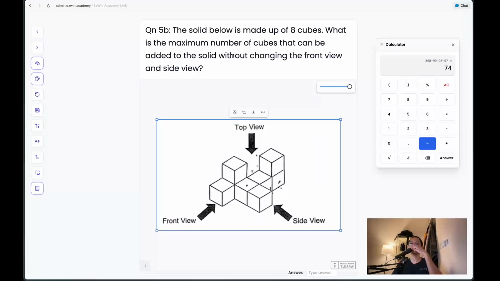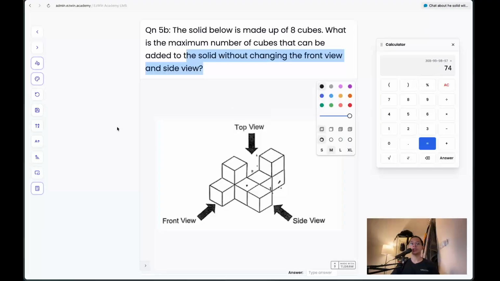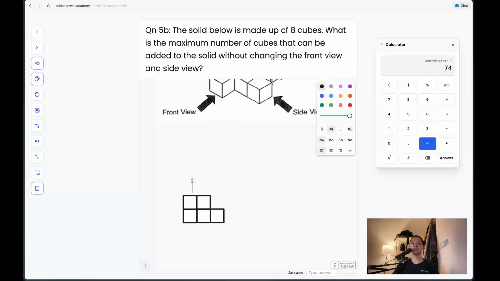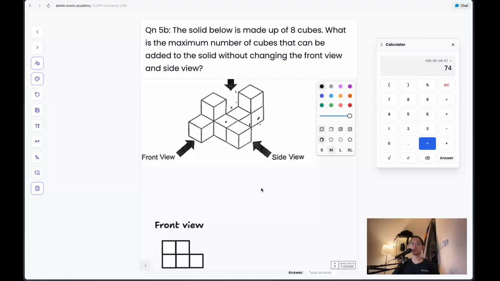So part B over here, the solid below is made up of 8 cubes. What is the maximum number of cubes that can be added to the solid without changing the front and side view? So we know the front view from the previous question, which is this. So we always want to have this. Then we also want to have the side view. So let's see what the side view will look like.